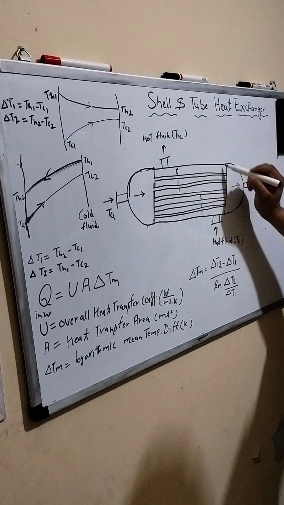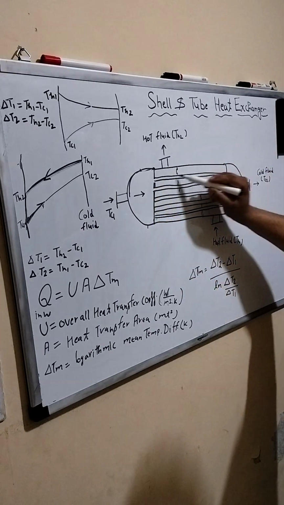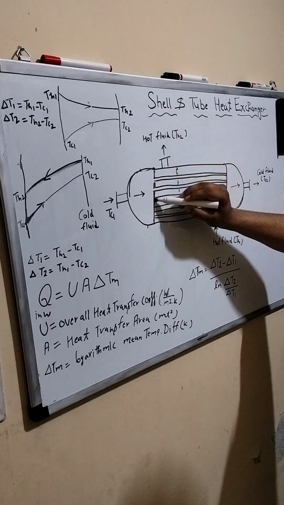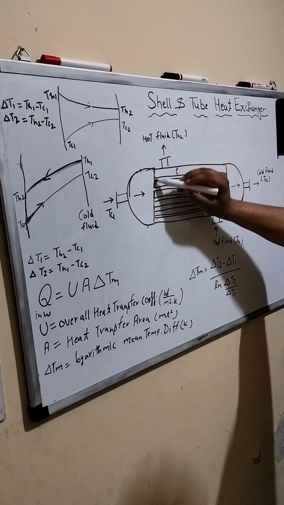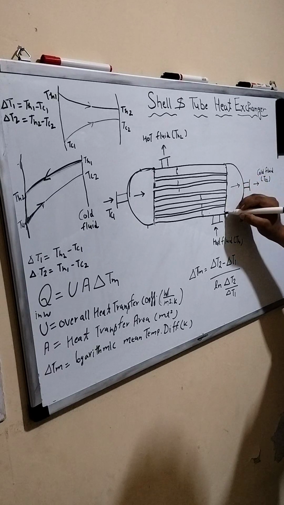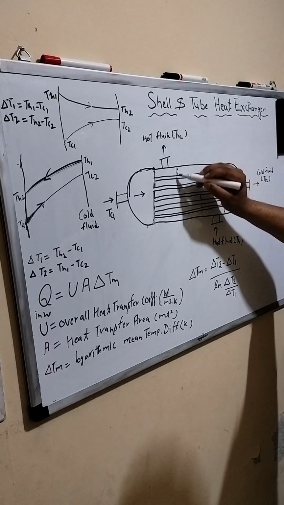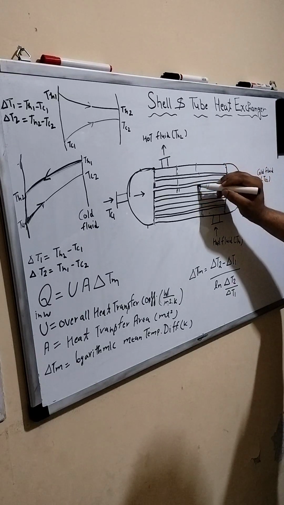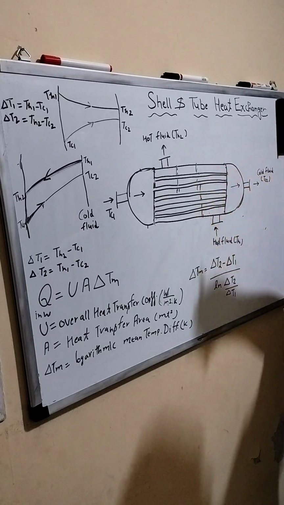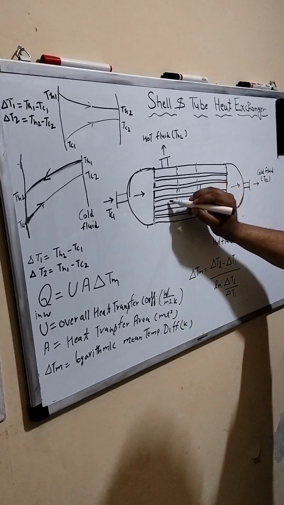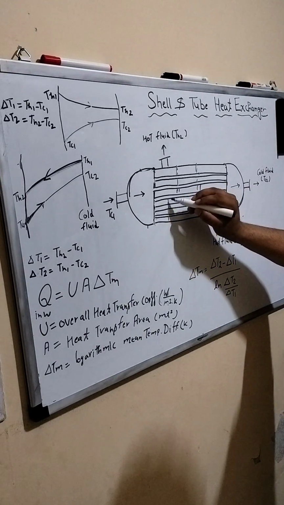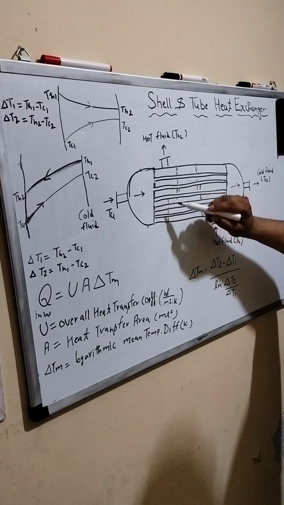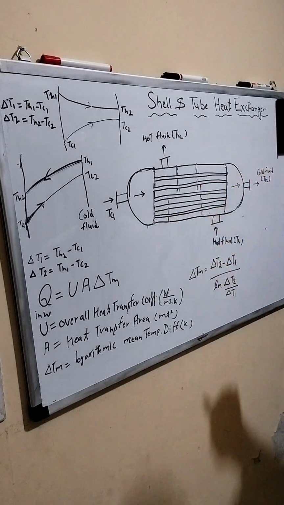This portion is the shell, and these are the tubes, which are fixed with the help of this tube sheet. This is a tube sheet. And here are some baffles for support of the tubes. The purpose of baffles is to support the tubes and to create turbulence.